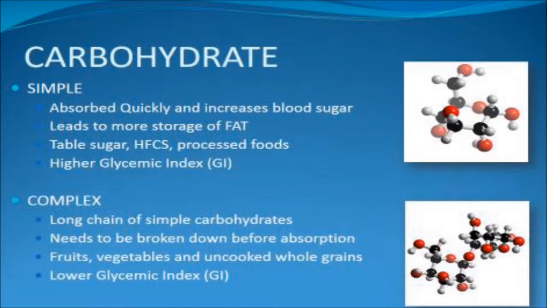On the other hand, there's the complex carbohydrate. The complex carbohydrate is really a long chain of simple carbohydrates all chained together. They need to be broken down before they get absorbed. Because they have to be broken down, it takes, one, energy to do that, and two, the sugar gets absorbed more slowly, which leads to a less high insulin spike. Less insulin spike, less fat storage, which we'll get into a lot more here as well. Complex carbohydrates also have a lower glycemic index.